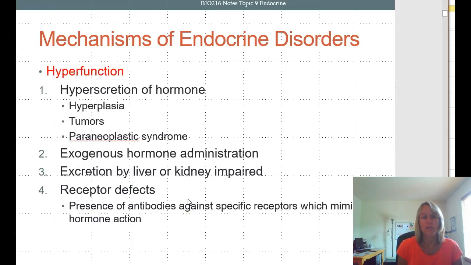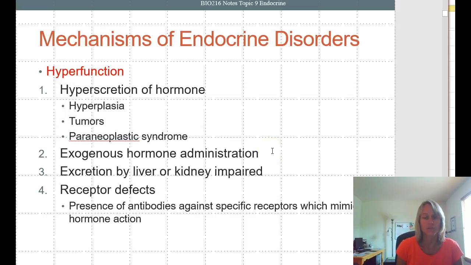We can also have hyperfunction, and this can be caused by hypersecretion of the hormone, and this can be due to hyperplasia of the tissue. This could be due to benign tumors that secrete too much hormone. It could be due to paraneoplastic syndrome. Remember we talked about this early on. This is where, say, a lung cancer secretes a hormone that it's not supposed to, such as ADH or ACTH.